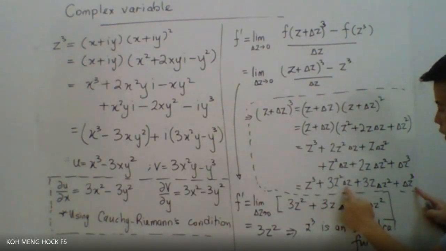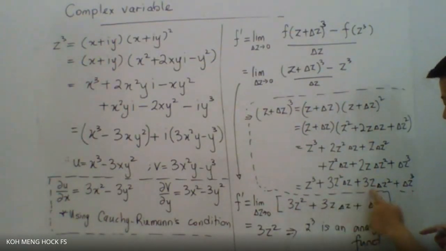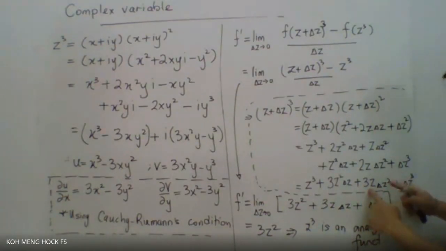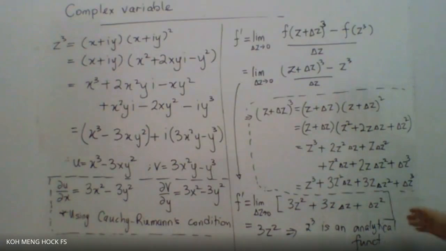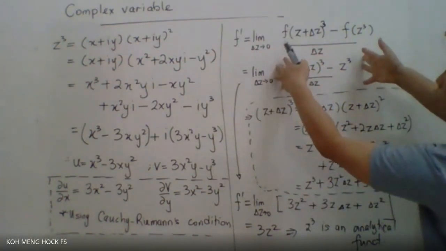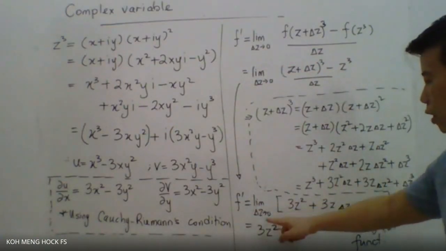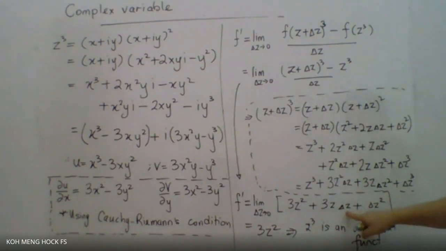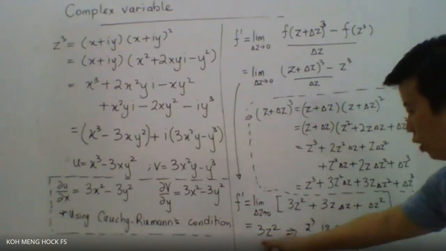When I divide by delta z, this one is going to be equal to 3z squared only. Here 3z delta z squared, I'm going to cancel 1, so this is 3z delta z. And I'm going to cancel 1 also, so this is delta z squared. So this whole thing is this whole part. Now I still have this limit, delta z tending to 0. When delta z tends to 0, this one equals 0, and this one equals 0 as well. So the remaining one is f prime equals 3z squared.